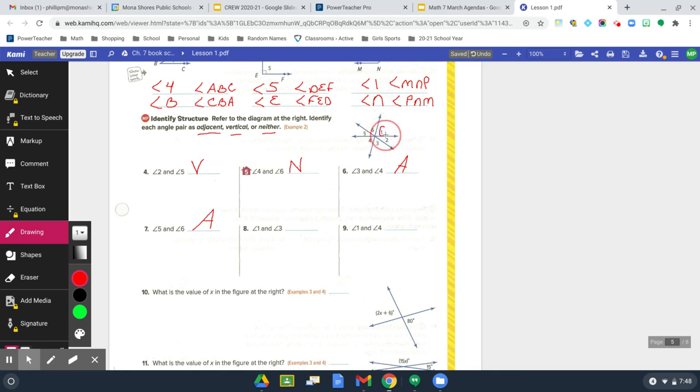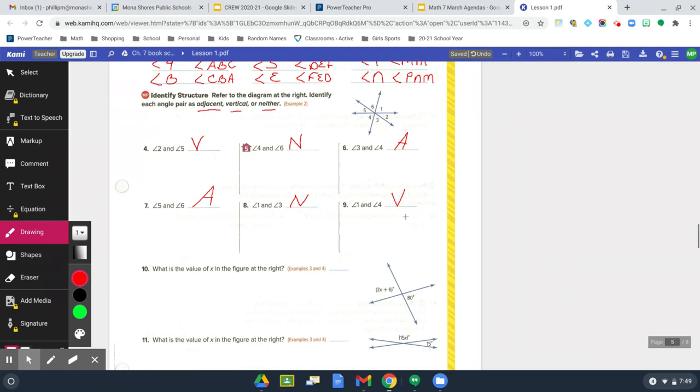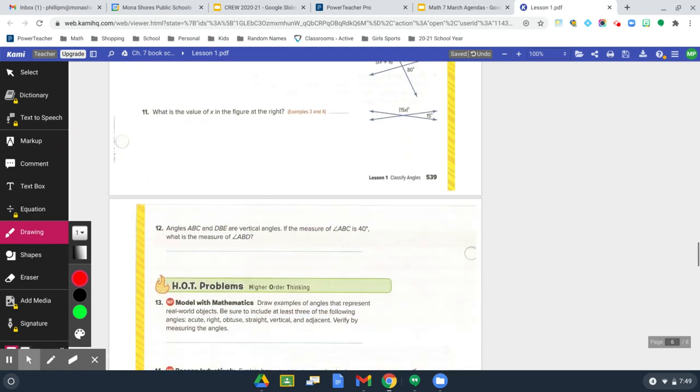Number 8, angle 1 and angle 3. Angle 1 is up here. Angle 3 is down here. They do not share a common side. Neither. Angle 2 is in between both of those, so they're not adjacent to each other. And then number 9, angle 1 and angle 4, directly opposite each other. They look like they're both the same degree measurement. Those are vertical. Okay, I'm going to try one more with you.